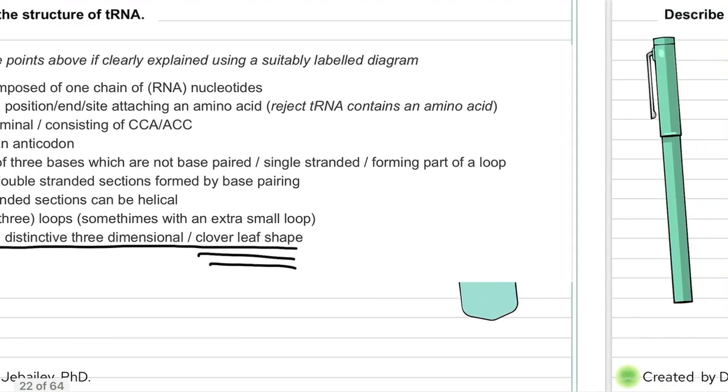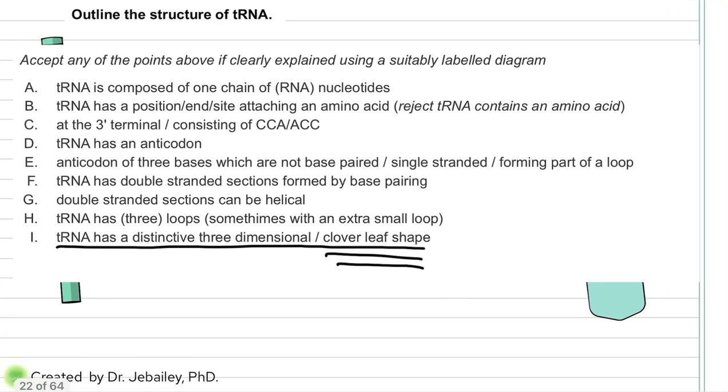Looking at this, anything more? So here, what are the points that I got? I mentioned that it's made of one chain. I mentioned that the amino acid is attached to it at the end. I did specifically say where exactly it is. It has an anticodon. I said the 3 anticodon bases do not pair. Let's see, what else did I say? I mentioned that it has 3 loops, and I mentioned it as a clover leaf. So you can see that I got most of the points.